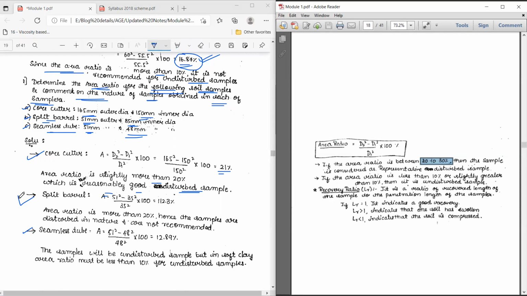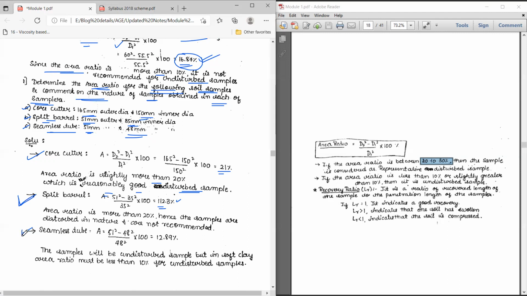Similarly, if you take the next one, the split barrel, apply the same formula, d2 square minus d1 square divided by d1 square. You know the outer dia is 51 and the inner dia is 35. Apply that and see, here we got the area ratio as 112.3%. It is more than 30%, correct? No, it is even too high. Therefore, if you use this sampler, you are going to get a completely disturbed soil sample.